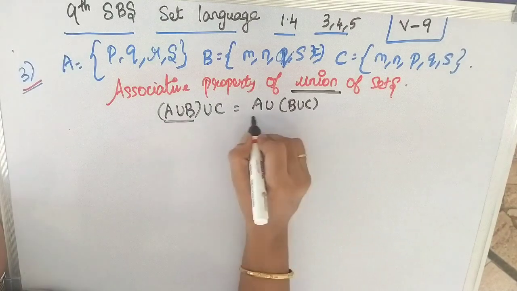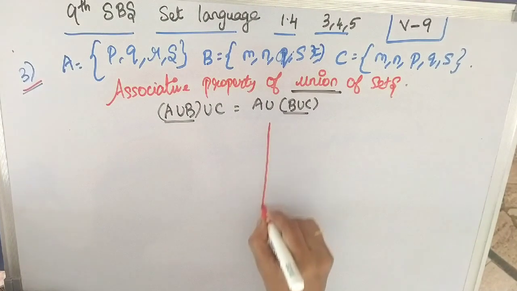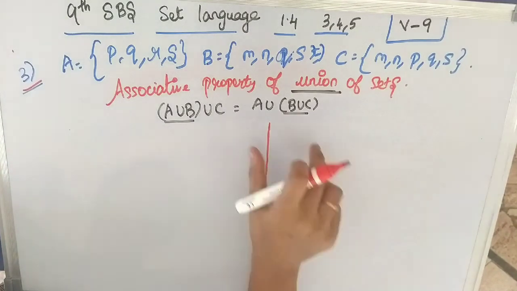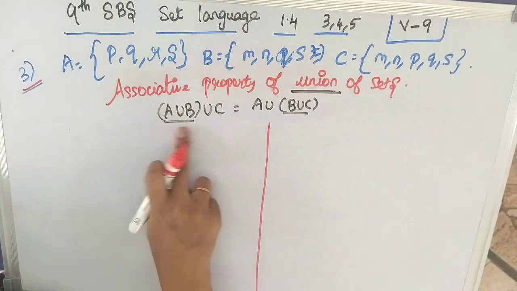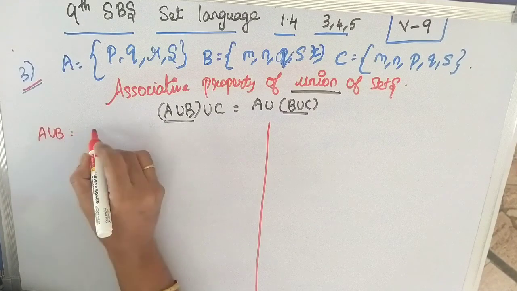First we have to find the left hand side, then we have to find the right hand side and prove that both are equal. First we have to find (A union B) union C. Now let's find what is A union B.